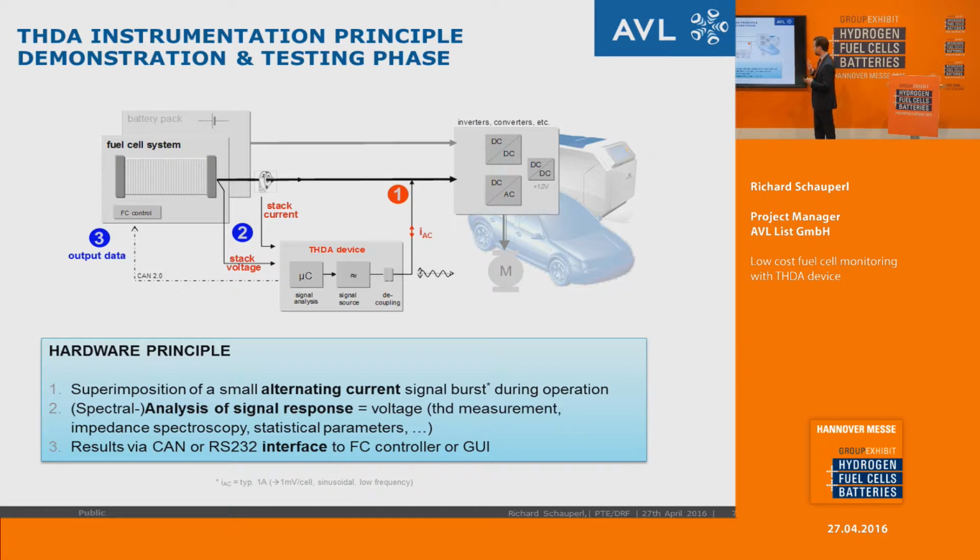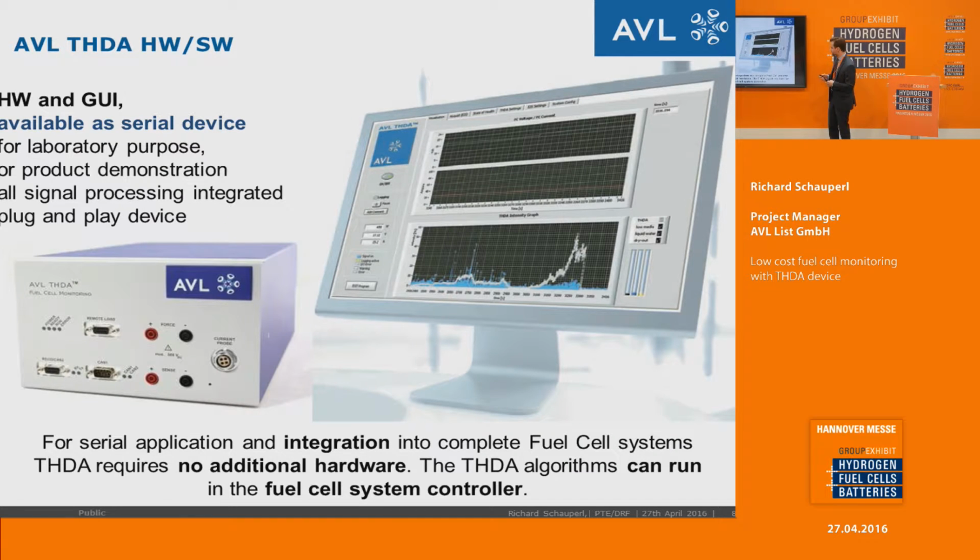It's a very simple approach: you just have to measure the stack current and use one additional wire to superimpose the current onto the stack. A very fast THDA measurement and impedance spectroscopy are also possible, and the results can be connected via CAN or a serial interface to the fuel cell controller or to the graphical user interface. This is the hardware device for laboratory purposes, and this is the graphical user interface. It's already available as a serious device for lab purposes.